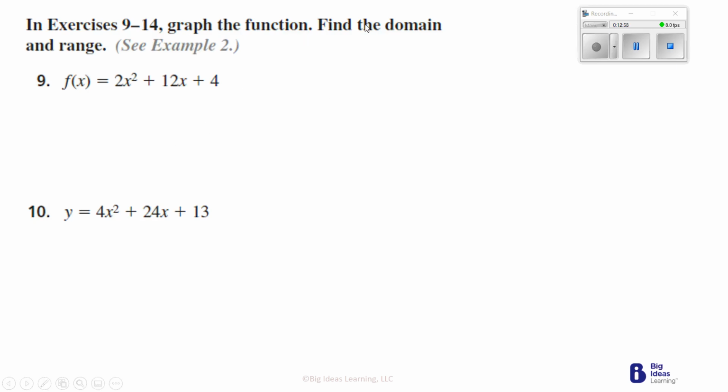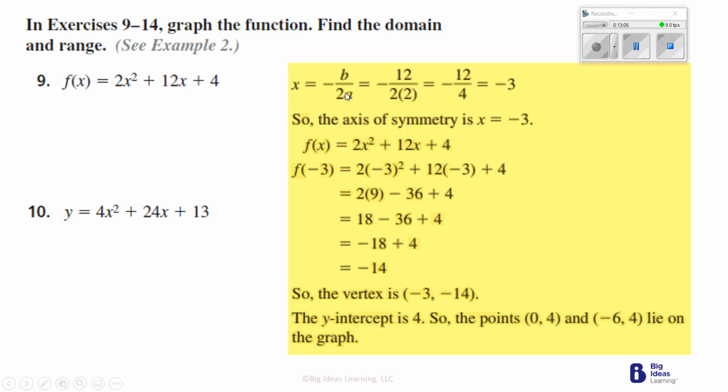So it says graph the function, find the domain, and the range. If I graph this function, first I have to find my axis of symmetry. I'm going to take negative b over 2a, which is going to put 12 for b, and 2 for a. 2 times 2 is 4. Negative 12 divided by 4 is negative 3. So my axis of symmetry is negative 3.